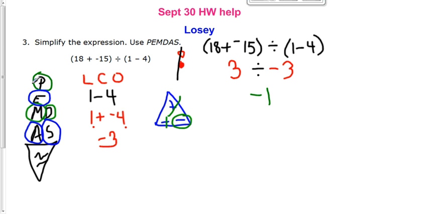I'm sorry I didn't cross this off as we went, but we did our parentheses. We had no exponents. It jumped right to division right here. And then we have one set of division, so it's just solving that. We didn't have any add and subtract. So we're done. Our final answer is negative 1.